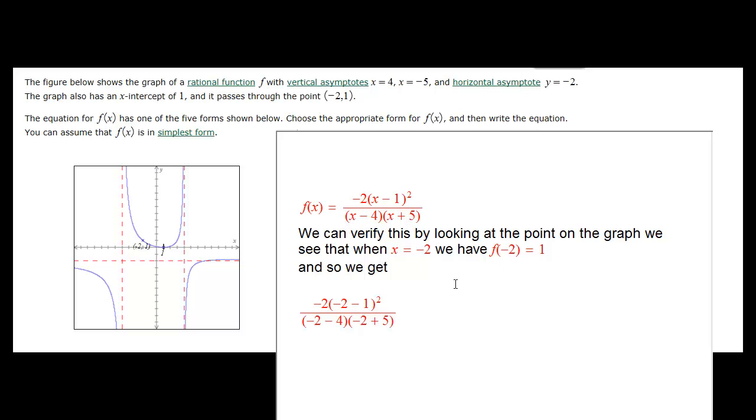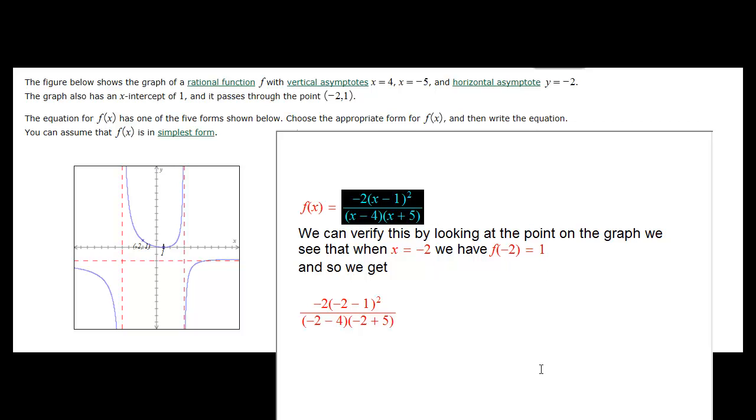They also gave you that when x is -2, the y coordinate is 1, because that's a point on the graph. You can see that here. -2, 1 is on the graph, which means that if you plug in x equals -2, you must end up with 1. And you can see -2 minus 1 is -3, squared is 9. 9 times -2 is -18. On the bottom, we have -6 times 3, which is -18. And so that resulting ratio is going to give you exactly what we want. And so this is going to be our function.